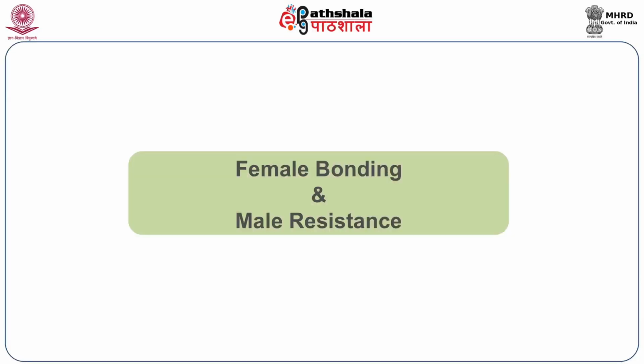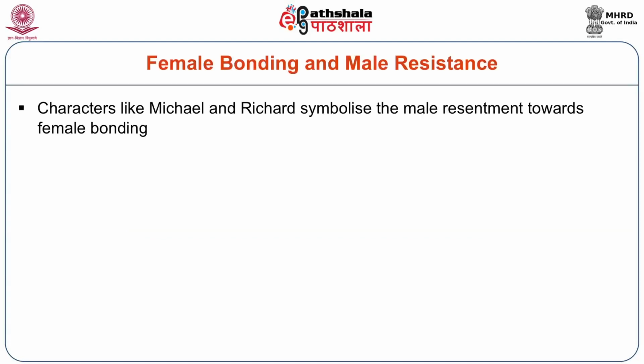What we have said so far has to do with female bonding. Now, let's look at the male part of it, the other side of it. We have characters like Michael or Richard, who symbolize their dislike, their resentment towards the way in which these two women have come together, towards this idea of female bonding. People like Michael and Richard look at this female space that is created, carved out, with a whole lot of antagonism. They try to manipulate women so that they will be able to destroy that friendship.